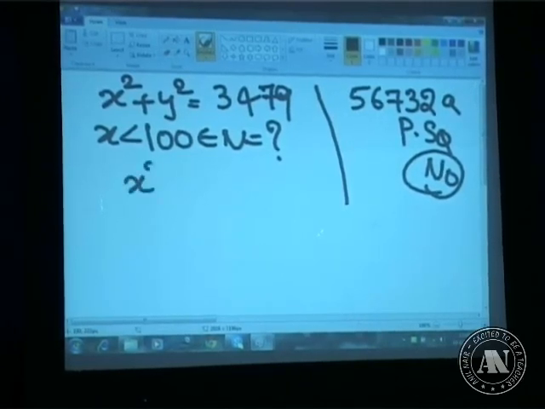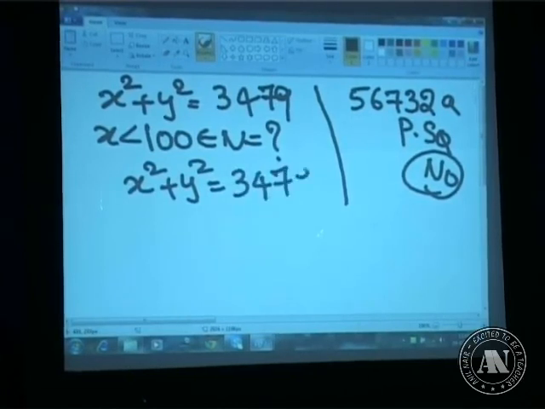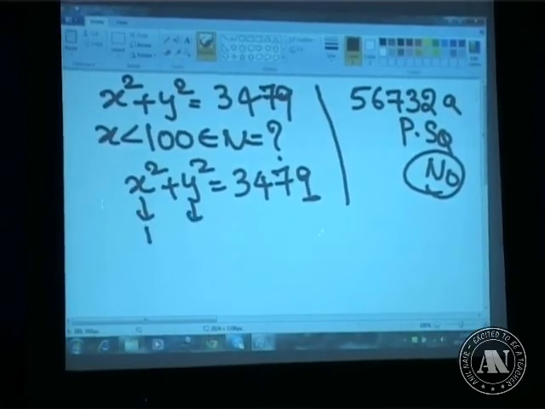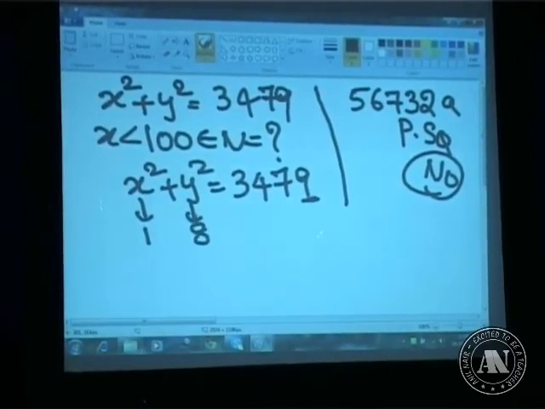X square plus y square equivalent to 3479. What is the unit digit on the right hand side? 9. Can I say this unit digit can be 1, this unit digit can be 8 and vice versa? Agreed? 1 plus 8 is 9 or 8 plus 1 is 9. But y square is a perfect square. Does it end with 8?